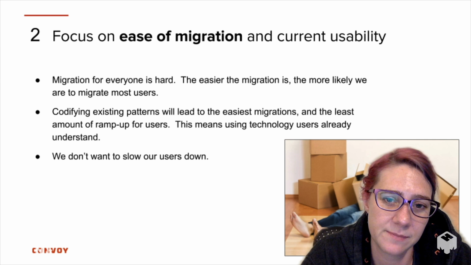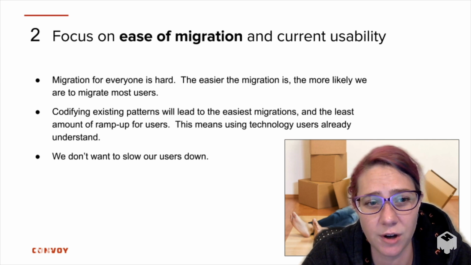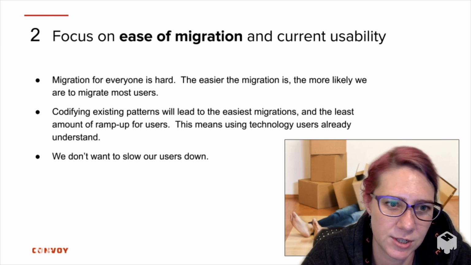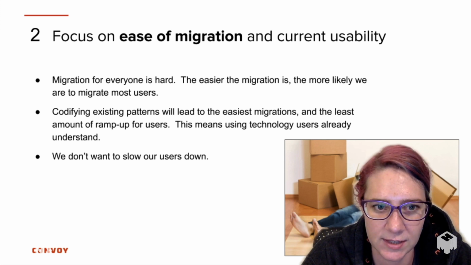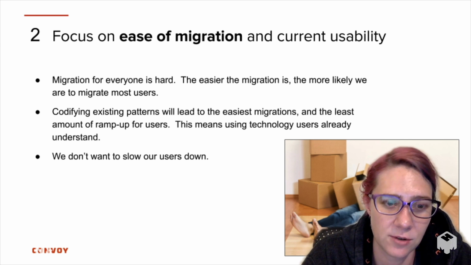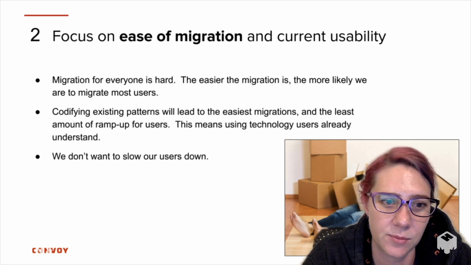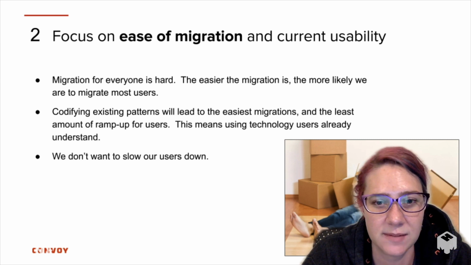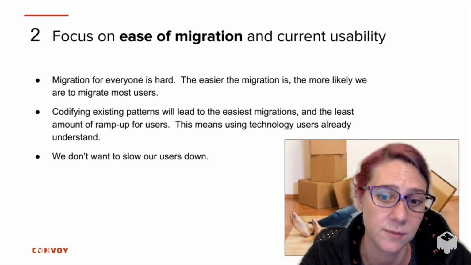Second, focusing on ease of migration and current usability. Migrations are hard. It's really hard to make a widespread change across the board. We figured the easier the migration is, the more likely we would be to migrate most of our users, understanding that a few just wouldn't be able to get there. In order to do an easy migration, we thought about codifying our existing patterns rather than coming up with new patterns. This felt like it would slow down our users the least amount because they wouldn't have to understand completely new technology. It should be pretty familiar for them.